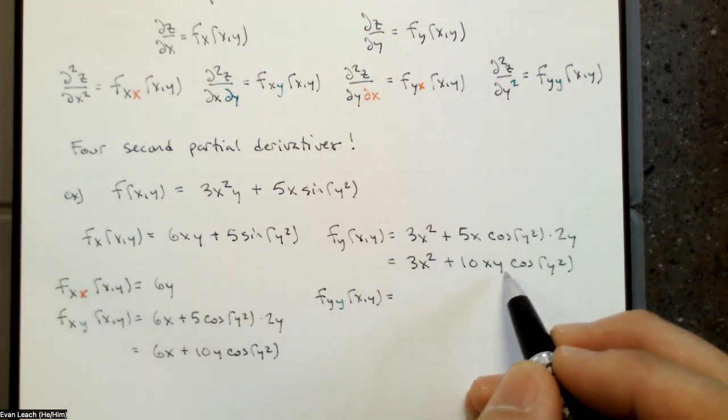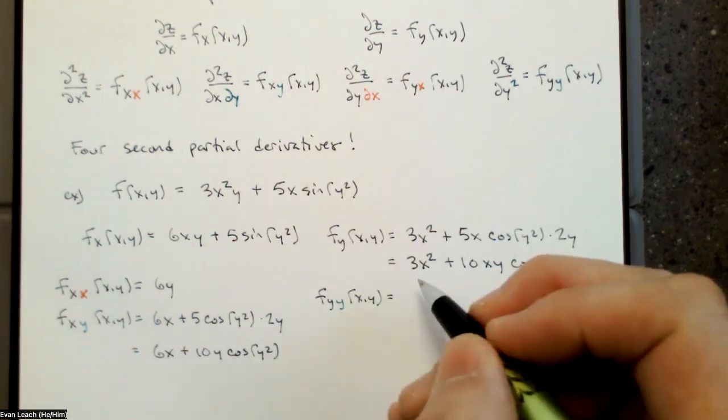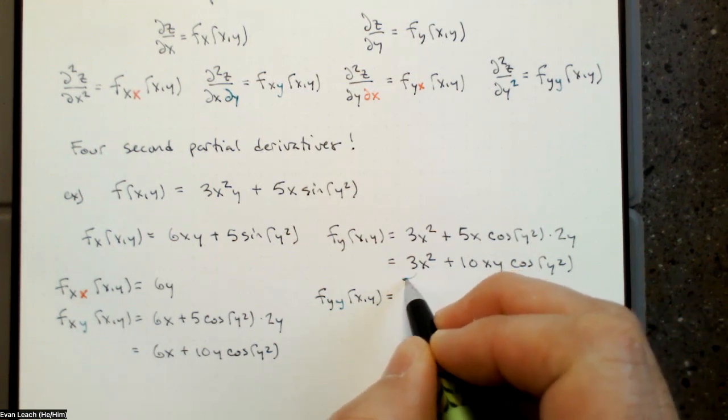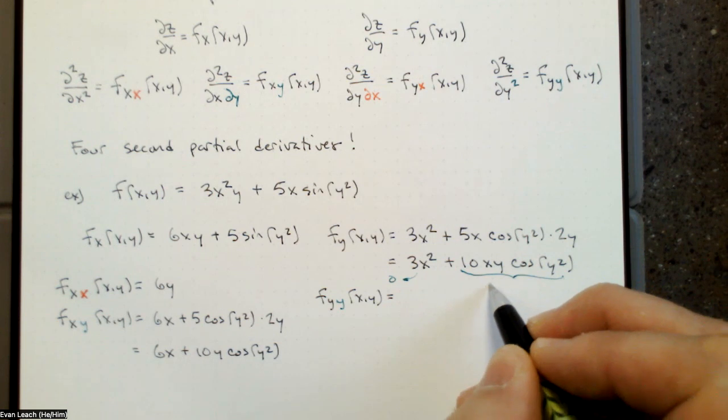Over in the other term, I've got 10xy times cosine of y squared. So now, because I had to use the chain rule in the first partial with respect to y, I'm going to have to use the product rule in the second partial with respect to y. So notice that this one goes to 0. But this term is going to require a product rule.